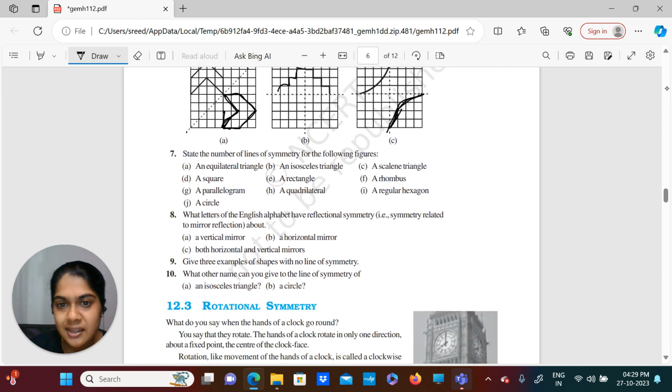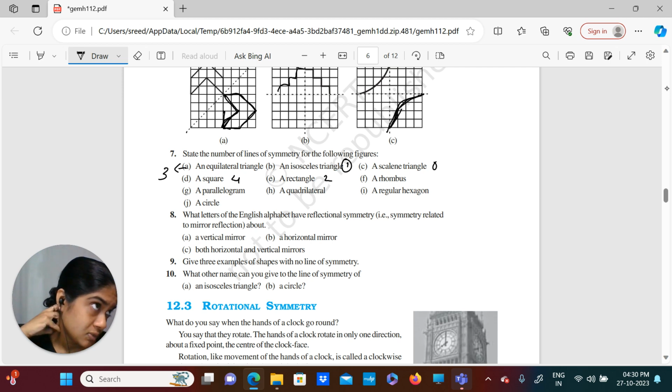Okay, state the number of lines of symmetry for the following. This you can draw it. Since it is an equilateral triangle, it will have 3. Isosceles triangle, only 1. Scalene, 0. Square, 4. Correct. Rectangle, 2.